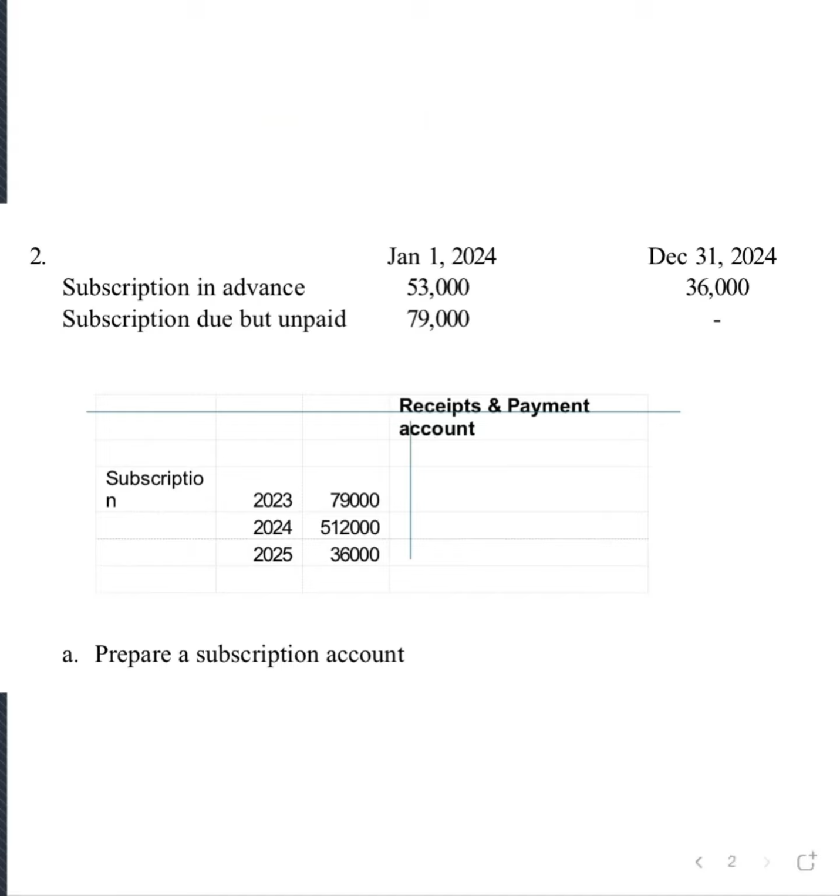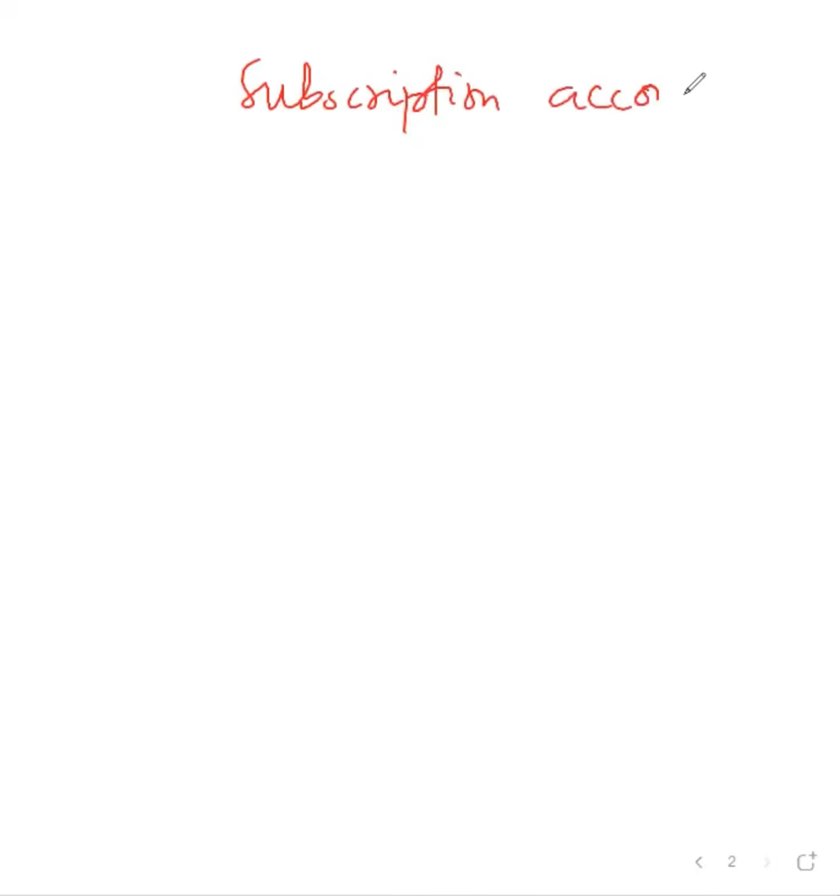So when you have this question, what you have to do is to prepare your subscription account. What you have to know is that the amount you are seeing in the receipt and payment account is not for this accounting period, that is 2024, because of the subscription in advance and the subscription due but unpaid. Therefore, you have to make some adjustment to know the exact amount which is for only 2024. So you have to open a subscription account. Let's prepare our subscription account. We have our T accounts nicely.